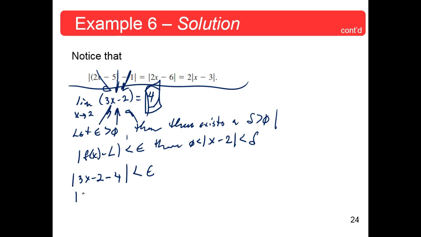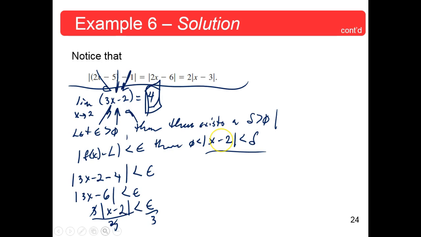What does that become? Absolute value of 3x. Do the math. Say again? I say -6. -6. Less than epsilon. Well, can we factor anything out of that? 3. Absolute value of x minus 2. That's less than epsilon. Hey, look at that. That almost looks like this. The way to make it look like that, divide both sides by 3. And there you found your delta.